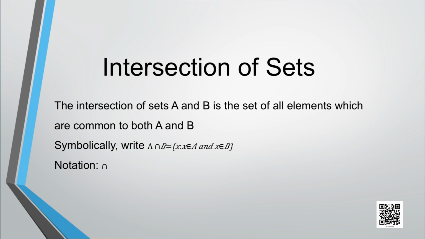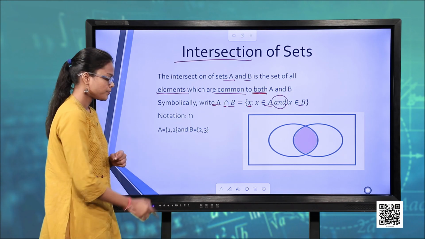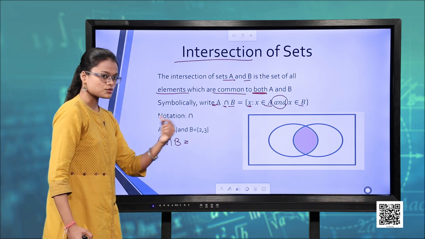Okay? Now, let us see another operation. What is it? Intersection of sets. And what does it define? The intersection of sets A and B is the set of all those elements which are common to both A and B. Symbolically, A intersection B is equal to all those elements x where x belongs to set A and set B. Understood?